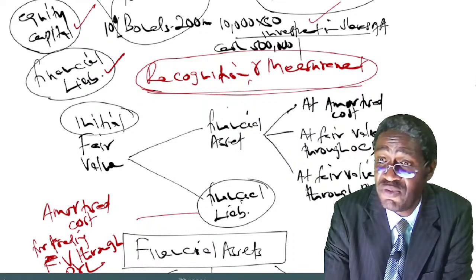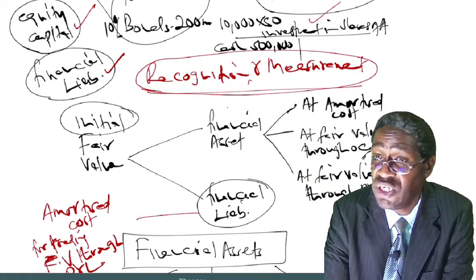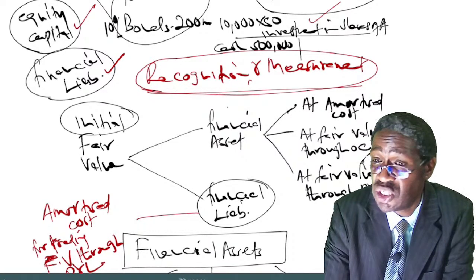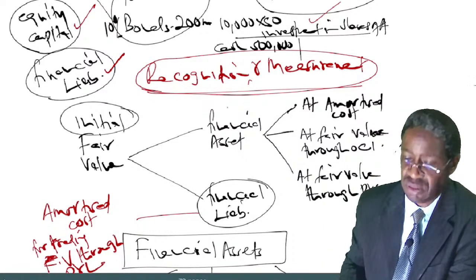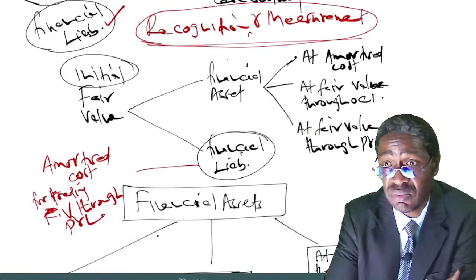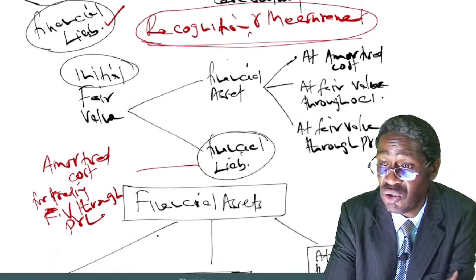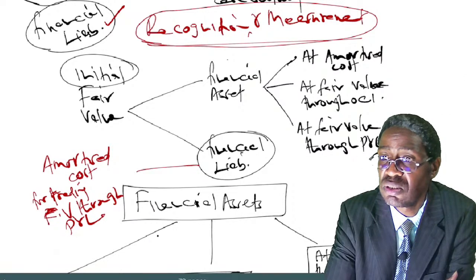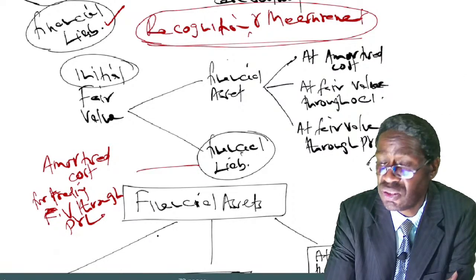So I'm saying the following are the three ways in which financial instruments or financial assets should be measured. Number one, at amortized cost.